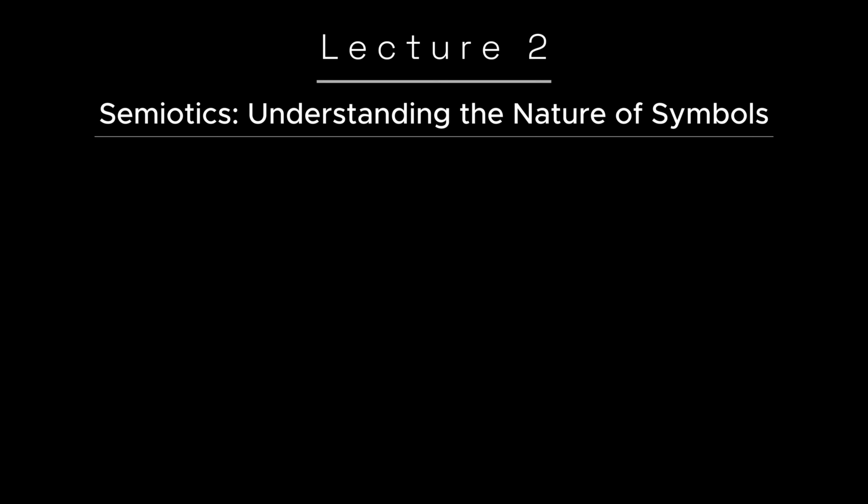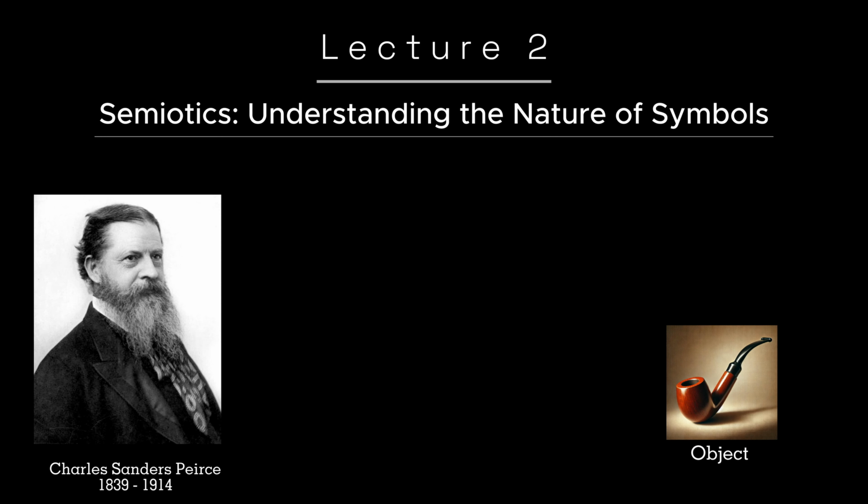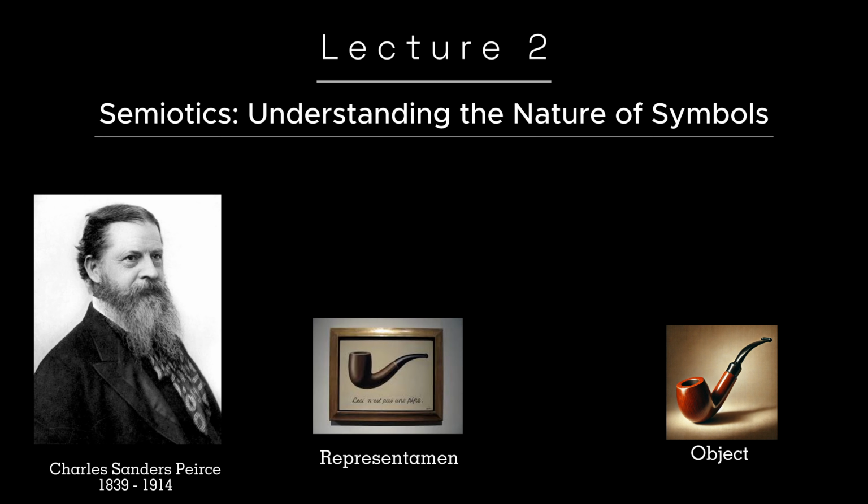Two primary semioticians are particularly relevant to our discussion. Charles Sanders Peirce developed the semiotic triangle, distinguishing between: a. Object, the actual referent that the sign represents. b. Representamen, the perceptible form of a sign, for example, a painting of a pipe. c. Interpretant, the mental concept the sign evokes in an observer.